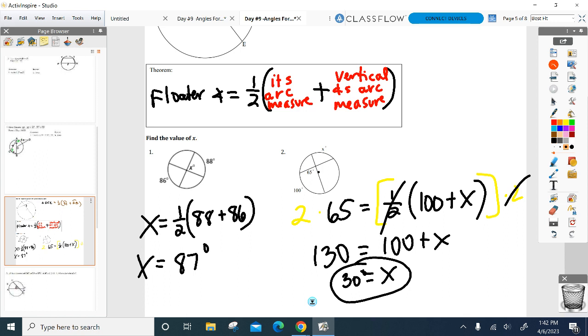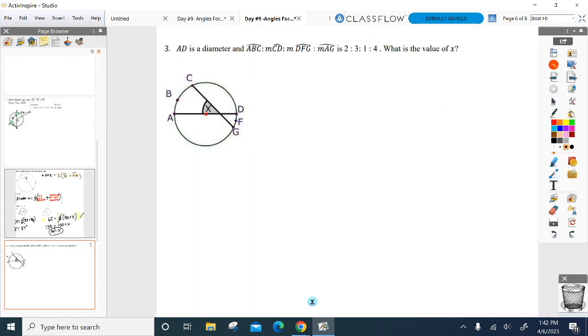All good? All right, let's keep upping the difficulty level. I don't care about the ratios right away. Do we all see angle X as a floater, though? That's a floater. First thing, before I start labeling my arcs: to find angle X, which is a floater, name the two arcs I'm going to have to add together.